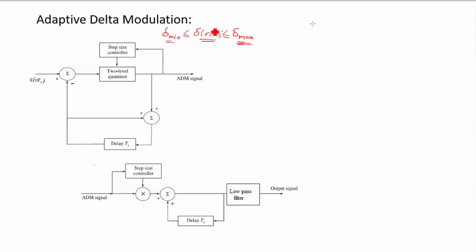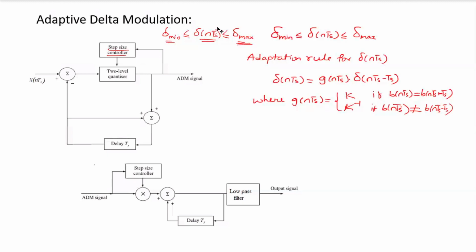Now, delta of n Ts is made to vary by a circuit called the step size controller. So what we have to do is make delta of n Ts vary between delta min and delta max. The adaptation rule for delta of n Ts is: delta of n Ts equals g of n Ts into delta of n Ts minus Ts.